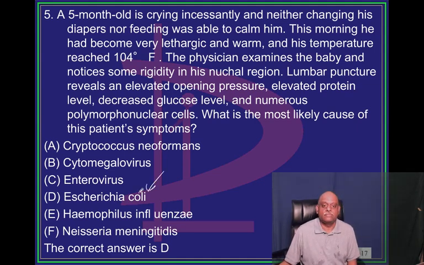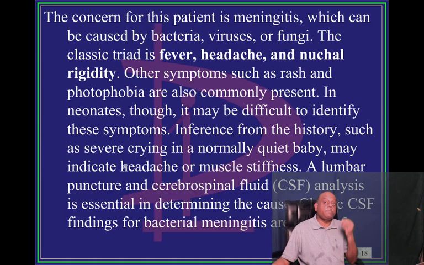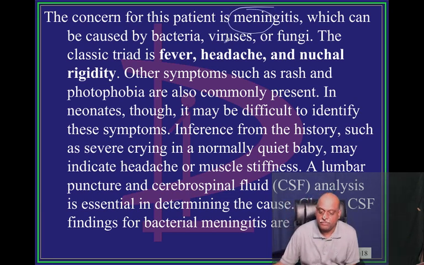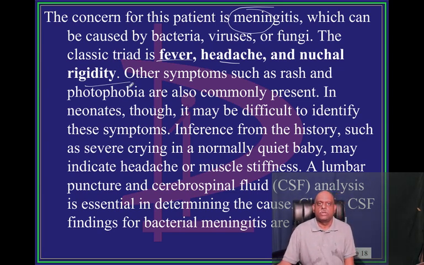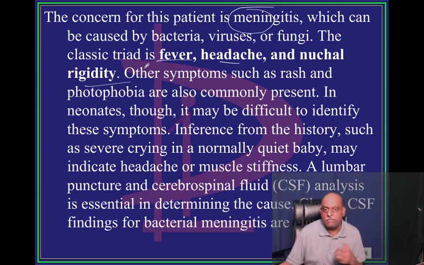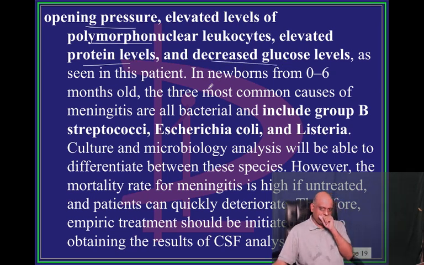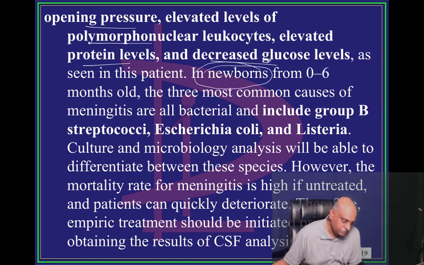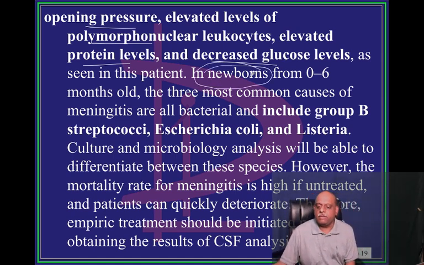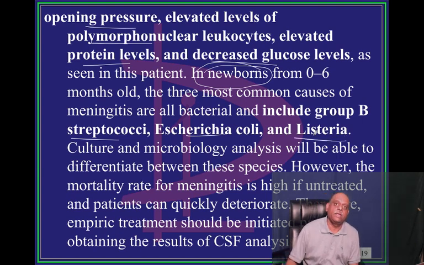E. coli. So you should remember, this patient is having meningitis because fever, headache, nuchal rigidity. And it is more likely to be bacterial meningitis because there is an elevated opening pressure, elevated level of PMNs, elevated protein levels, decreased glucose levels. The three most common causes in the newborns for the development of meningitis: Group B streptococci, E. coli, and Listeria is what you need to understand.